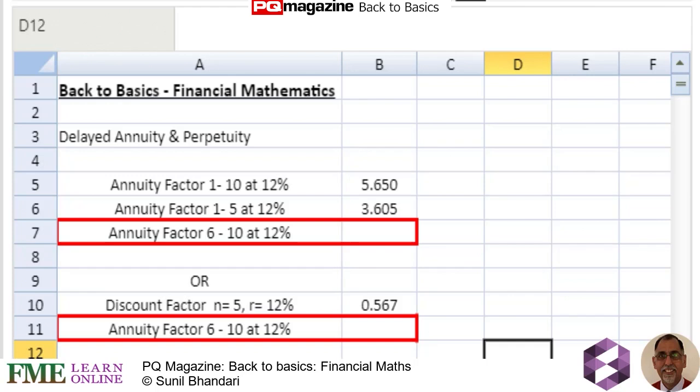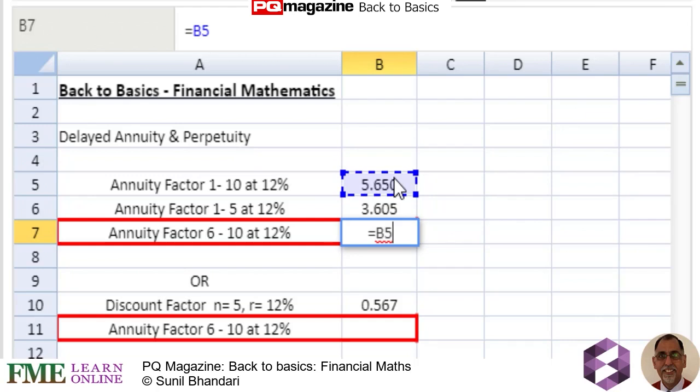So 2 ways to do it. Method 1, use the tables and ascertain the annuity discount factor for the first 10 years, which you can see here 5.650. Then take the annuity discount factor for the first 5 years from the tables, which is 3.605. And if I now take the difference between those two, so I'll press equals, I take the 5.65, I minus from there the 3.605, I enter, I get 2.045. So that's the first 10 years, less the first 5 years, gives you 6 to 10 years.